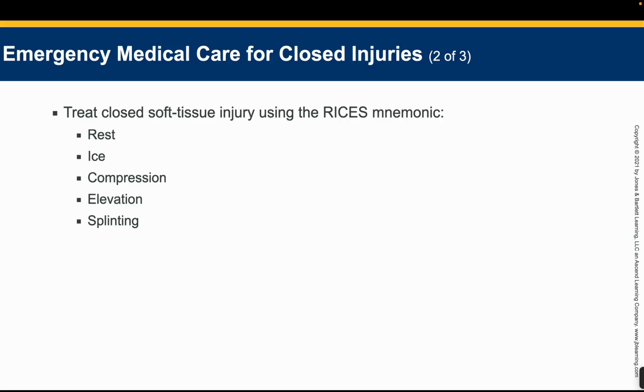For managing closed soft tissue injuries, you can sometimes use the RICES mnemonic, which stands for rest, limiting movement to prevent further injury; ice, to reduce swelling and pain; compression, using a bandage to control swelling; elevation, raising the injured area when possible to decrease swelling; and splinting, to stabilize the area if there's concern for more serious injury. This is a simple, effective approach for many closed injuries. Just remember, this applies to patients who are stable and don't have more serious underlying trauma. If something seems more severe, your focus shifts back to a full assessment and transport priorities.